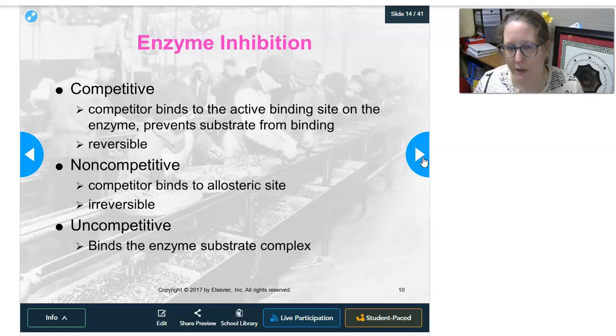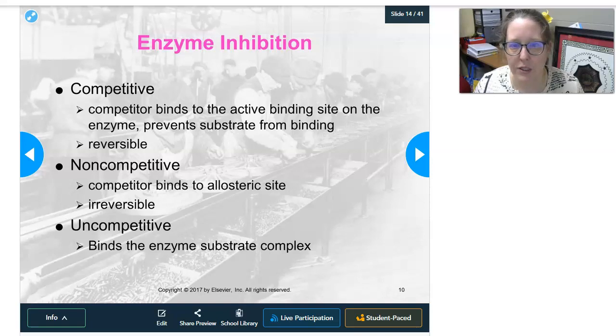All right, let's talk a little bit about enzyme inhibition. How can you turn off enzymes, or what can turn off enzymes that you might not want turned off during your chemical reaction? Hang on just a second.